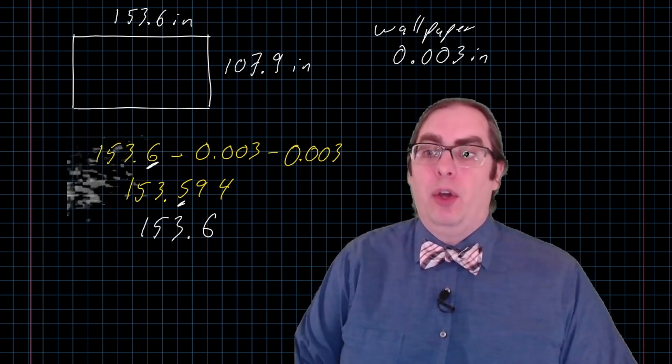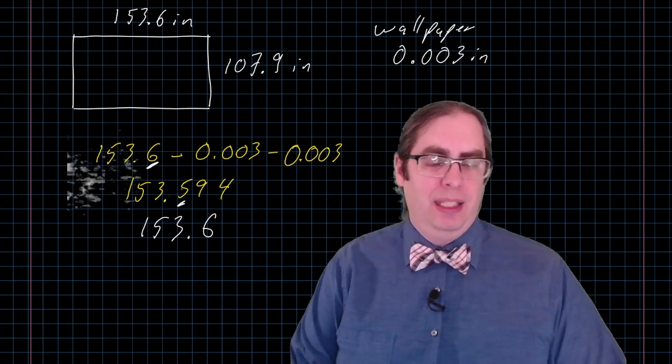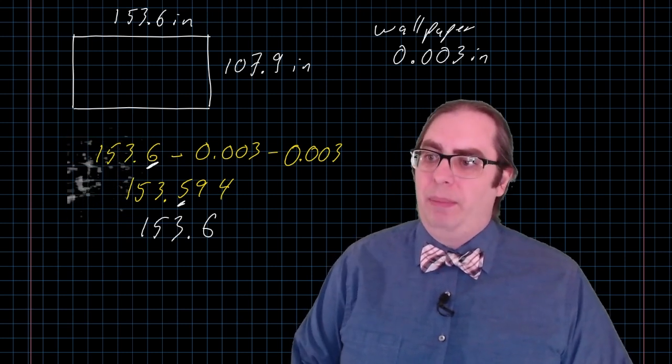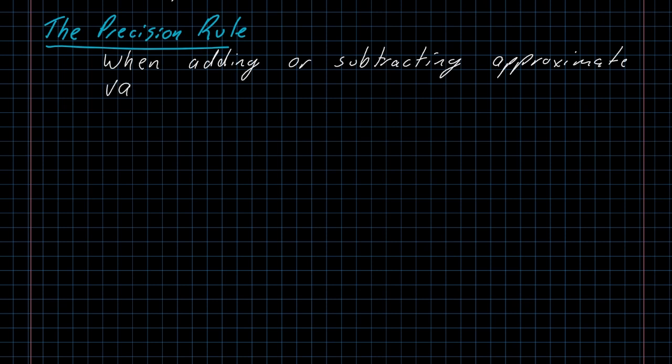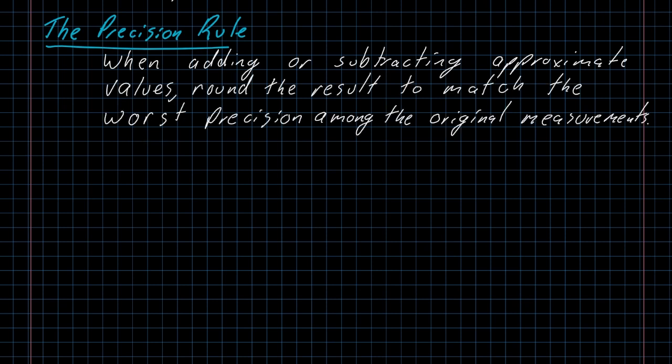Now I want to try to codify that and get us something a little bit more careful. So let me get my head out of the way and get a little bit more room to write. The precision rule tells us that when we are adding or subtracting approximate values, we should round the result to match the worst precision among the original measurements.